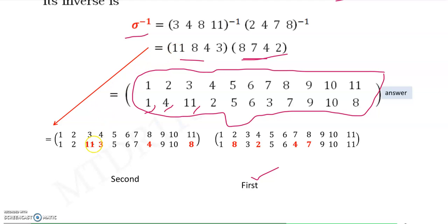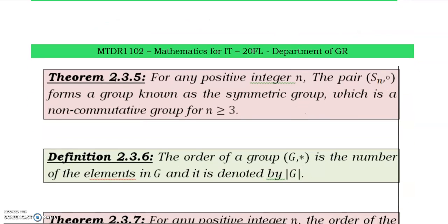See, I am writing to make you understand this cycle into the permutation and this cycle into the permutation. Then I do the composition. Finally, you will get this answer. This is the answer. Okay. Now, that's it. Now, let's say another example.